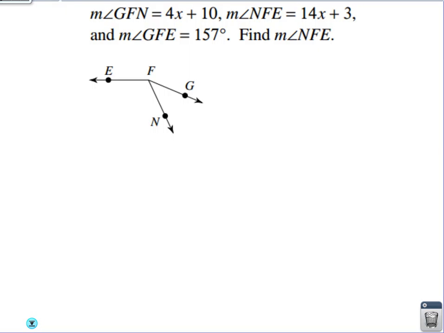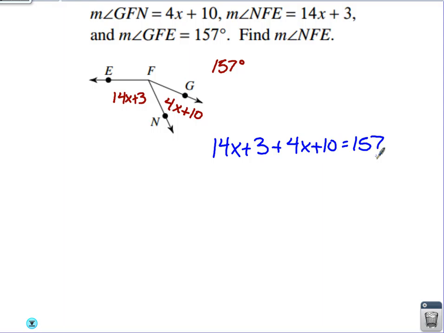Next one gives you GFN, which is here, is 4x plus 10. It tells you that NFE, which is this angle, is 14x plus 3, and that the whole angle GFE is 157 degrees. Rachel, help me out. What is the relationship here between the three angles? Yeah, the equation: 14x plus 3. Good. The two angles, when you add them together, you get 157. Small piece plus small piece equals whole piece. The whole equals the sum of the parts.